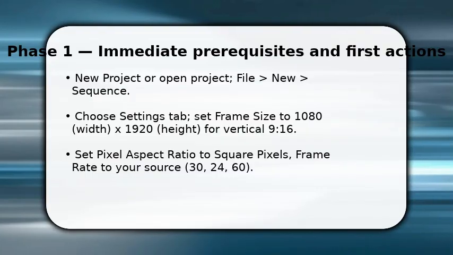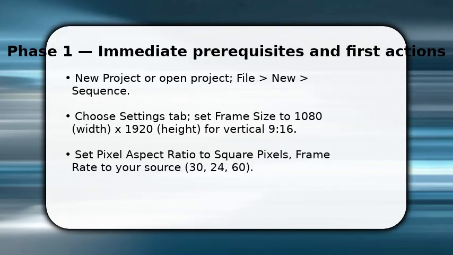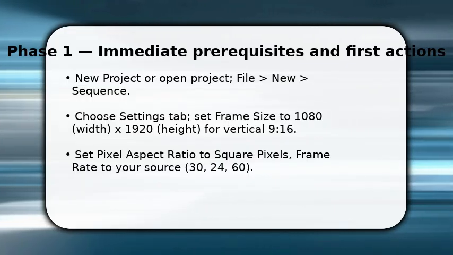You begin by making the sequence itself vertical. This is the only consistent way to get true portrait output. Create a new sequence and go to the Settings tab. Change frame size to 1080 x 1920 so width and height reflect portrait.